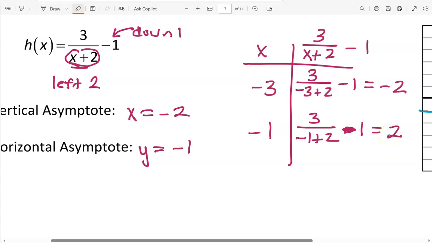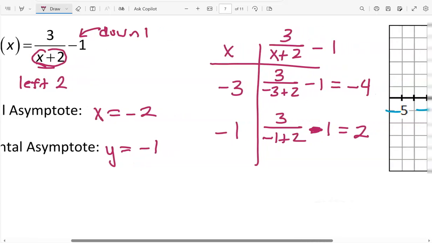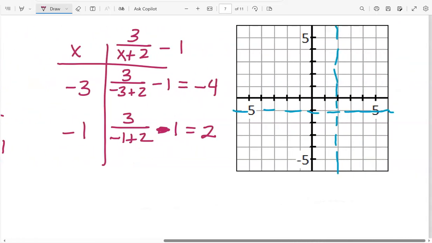And I just realized I made an arithmetic mistake up here. 3 over negative 3 plus 2 is not negative 1. 3 over negative 1 is negative 3. Negative 3 minus 1 is negative 4. Sorry, long day. All right, so negative 3, negative 4 is down here, and negative 1, 2 is down here.